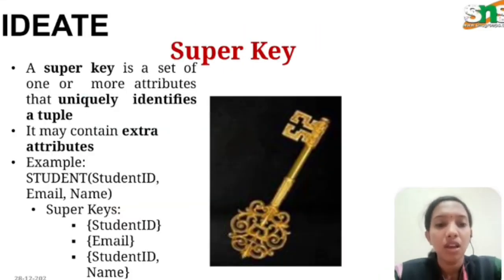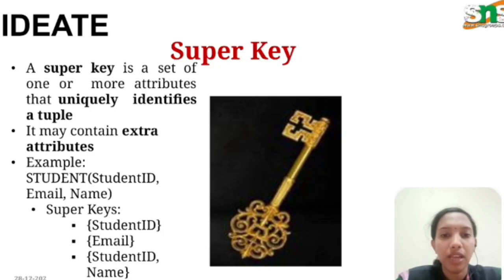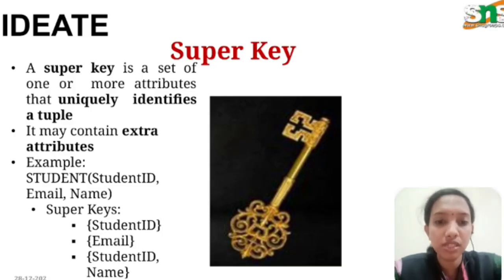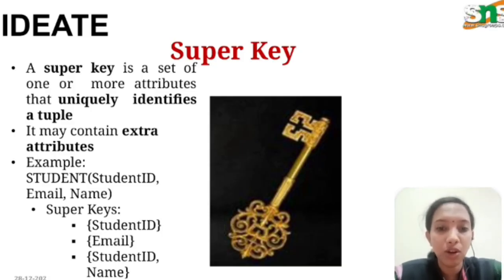We are discussing the super key. A super key is a set of one or more attributes that uniquely identifies a record in a table, and it may contain extra attributes. Example, we have a table student with student id, email and name. So the super keys are student id, email, and student id plus name, which means we can uniquely identify the record or tuple by using student id alone, or email alone, or student id plus name. So that is super key.